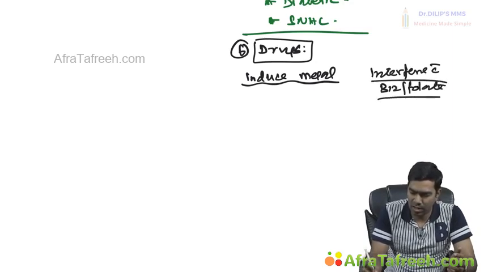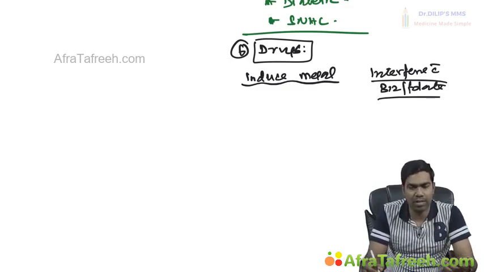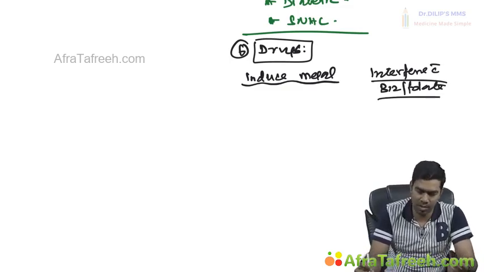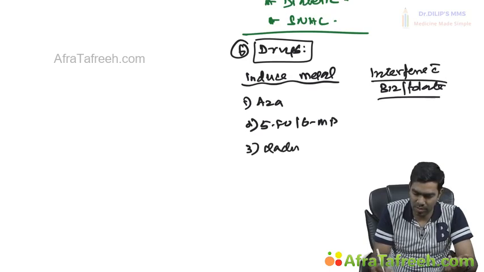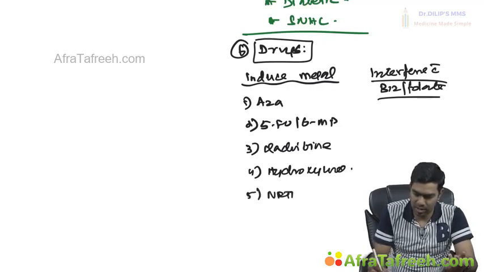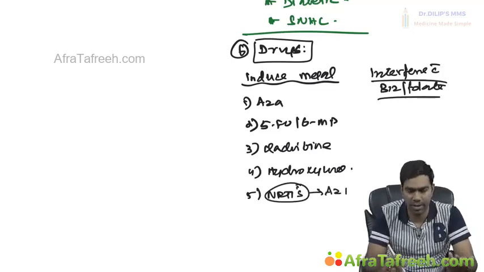What are the drugs that induce megaloblastic changes by interfering with DNA maturation and DNA synthesis? First one is azathioprine, a classic drug. Second is 5-fluorouracil and 6-mercaptopurine, all anti-cancer drugs. Third, you can get it with cladribine, fourth with hydroxyurea, and fifth with certain NRTIs, of which the most important NRTI that causes this is zidovudine, that is AZT.